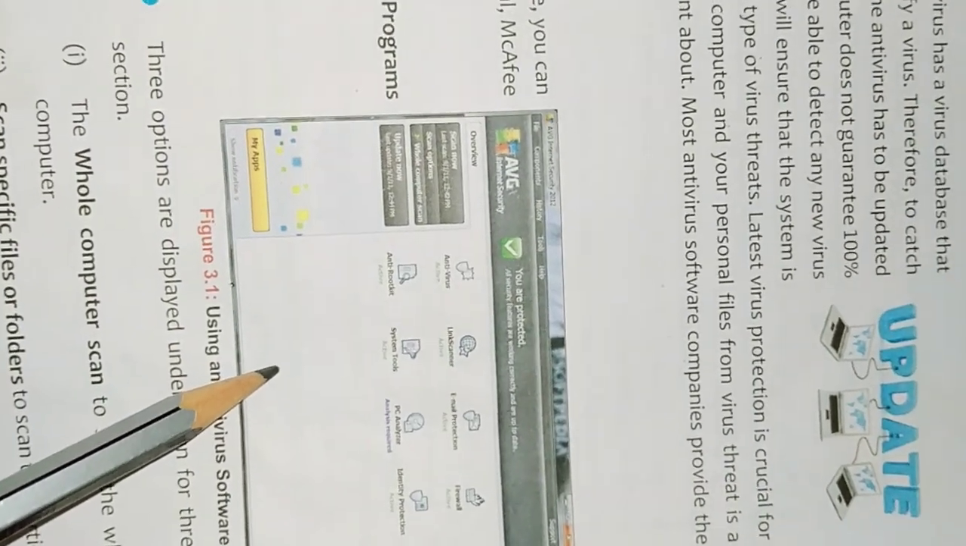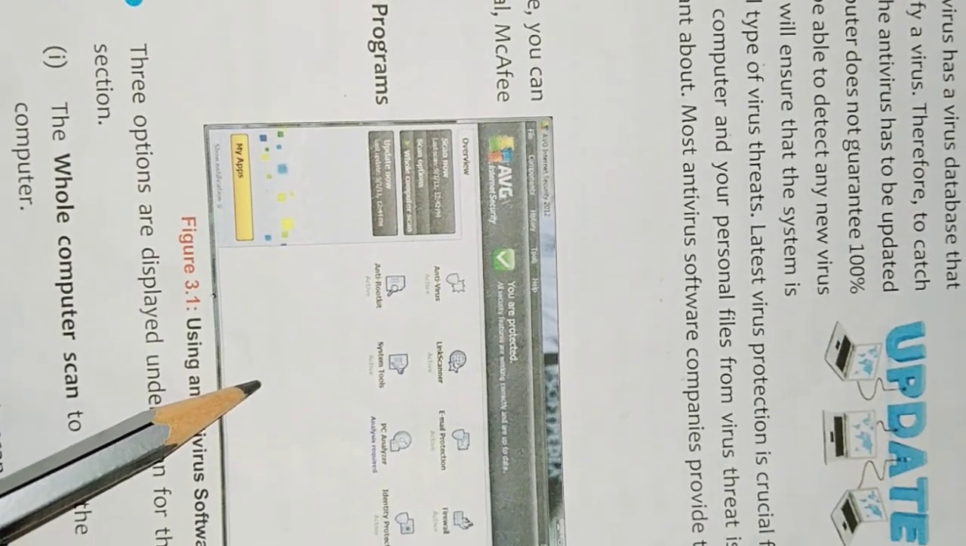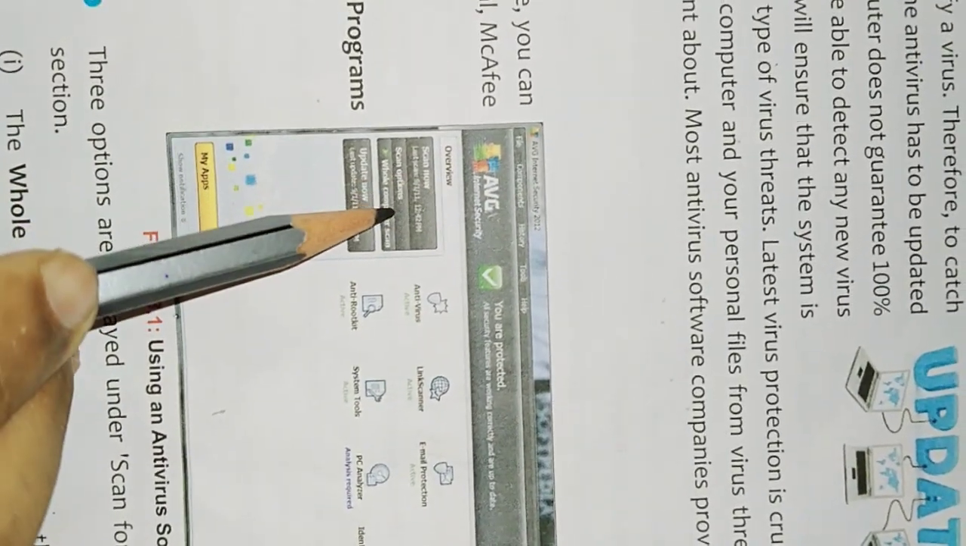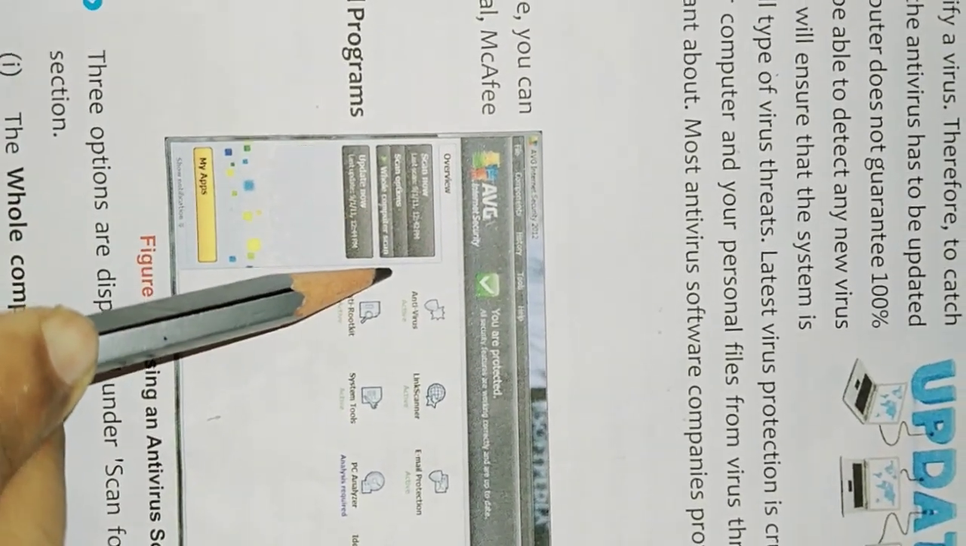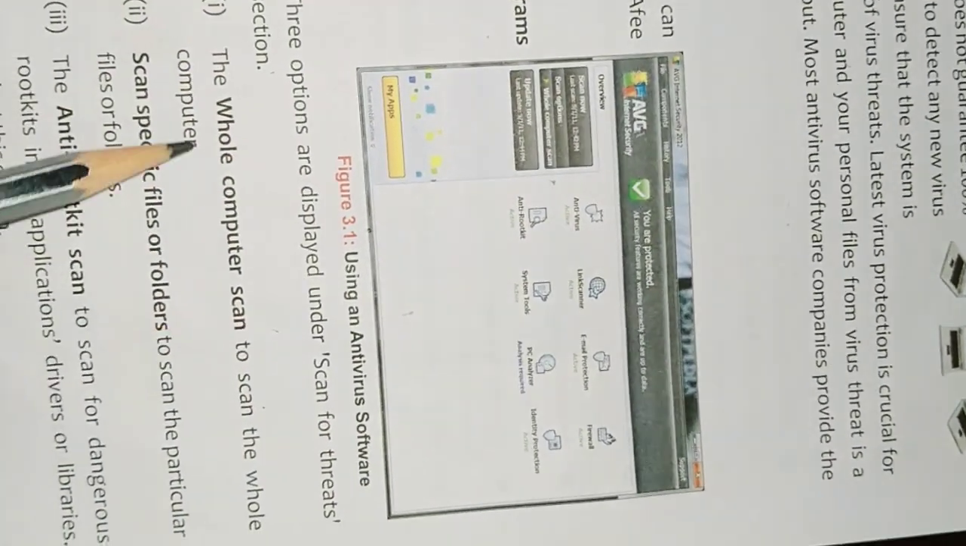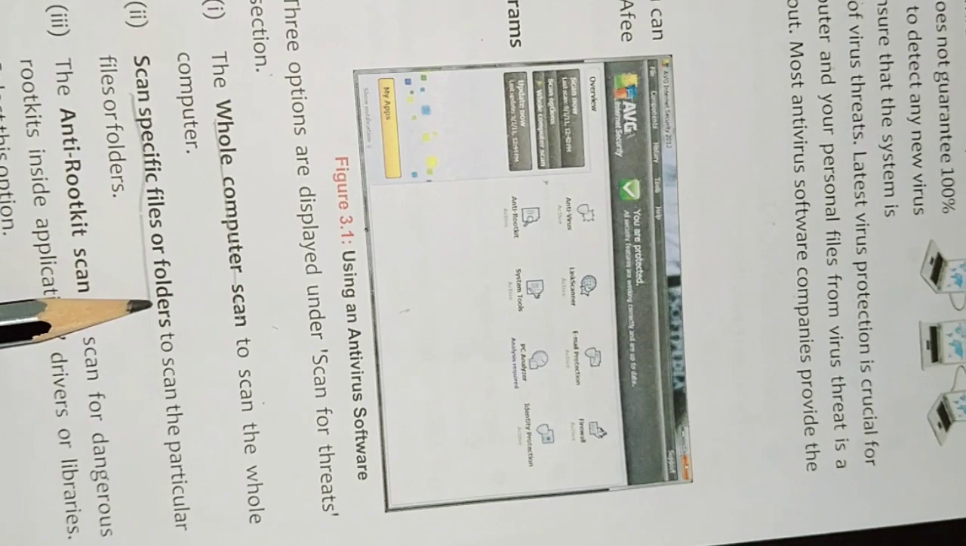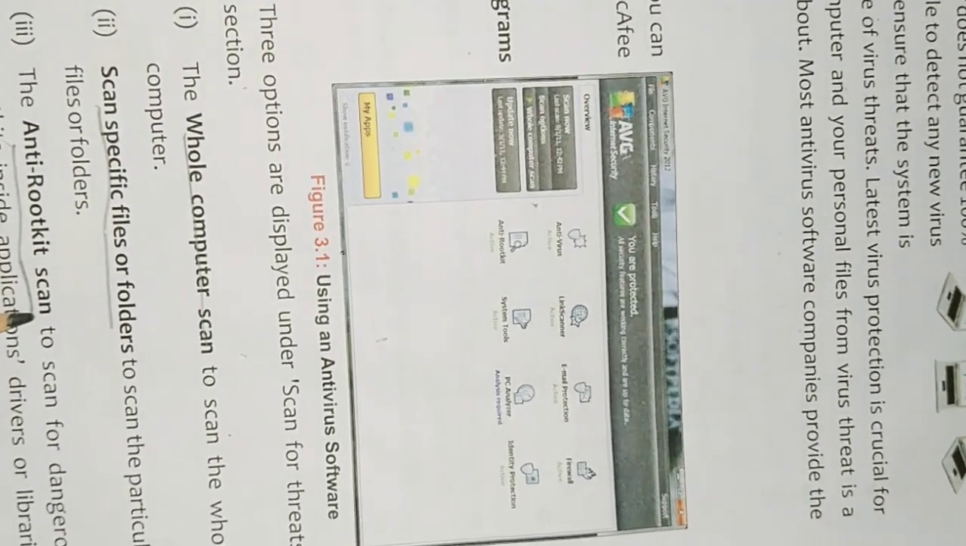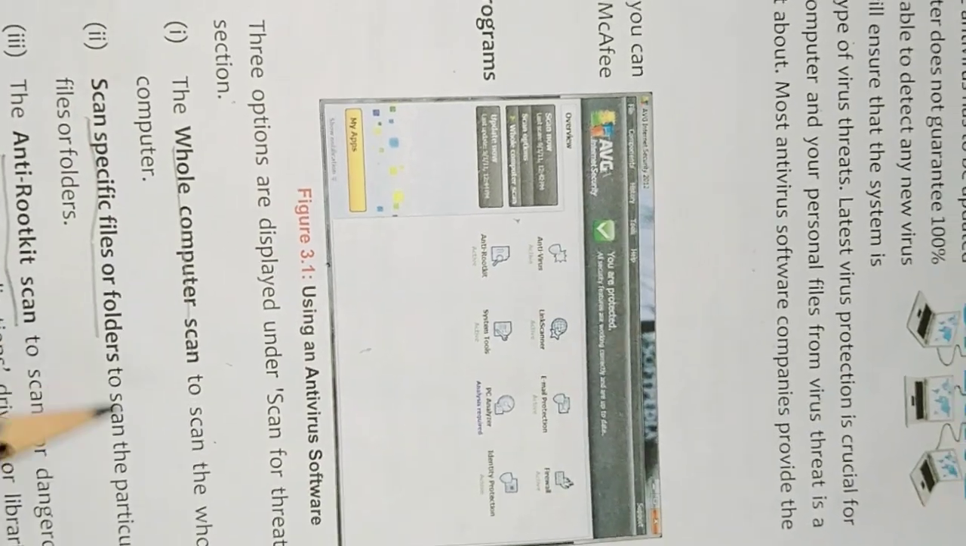From that, you have to click on the scan option. You can see the scan option, and under that there is whole computer scan. So under the scan option, you have three options: whole computer scan, scan specific files or folders, and anti-rootkit scan. These three options are available in the scan options.